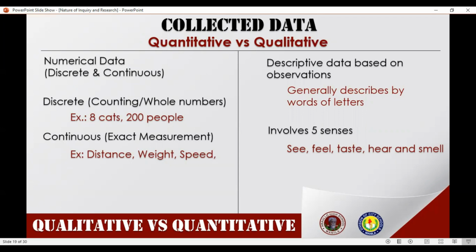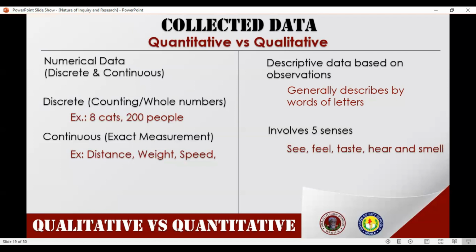Example, 8 cats. Wala namang sinabi na, okay, sige, bilangin mo yung dami ng pusa, sasabihin mo, 8.5 cats. Diba? Imposible. Kahit putol yan, still you count that cat as one. So 8 cats, 200 people, 1,000 bags, 1,000 students, something like that.